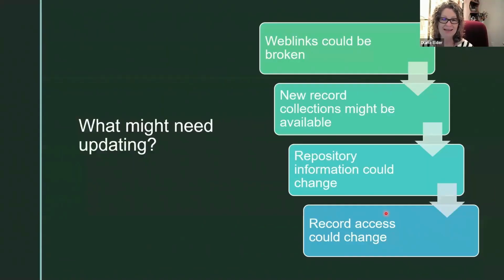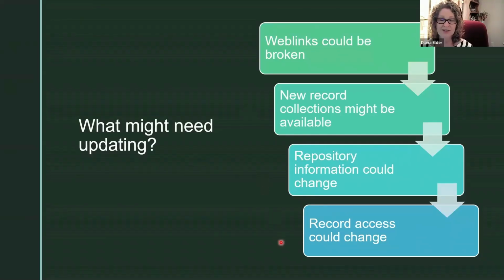But what might need to be updated? Well, we all know that web pages can break, and sometimes a library or repository will just completely redo their website, and then things don't go to the right place. There also might be a lot of new record collections available online, and we certainly have seen that in the last several years. Also, repositories change their information. Maybe they're not open as often as they were, or they've moved. And so that type of detail would be helpful to have in your guide updated.